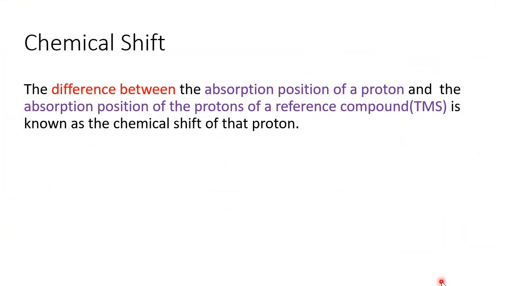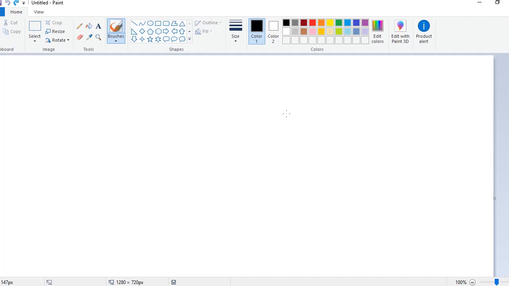Therefore, the chemical shift is defined as the difference between the absorption position of the proton and the absorption position of protons of a reference compound, that is TMS. The unit of measurement of chemical shift is parts per million. We'll discuss that in future videos.